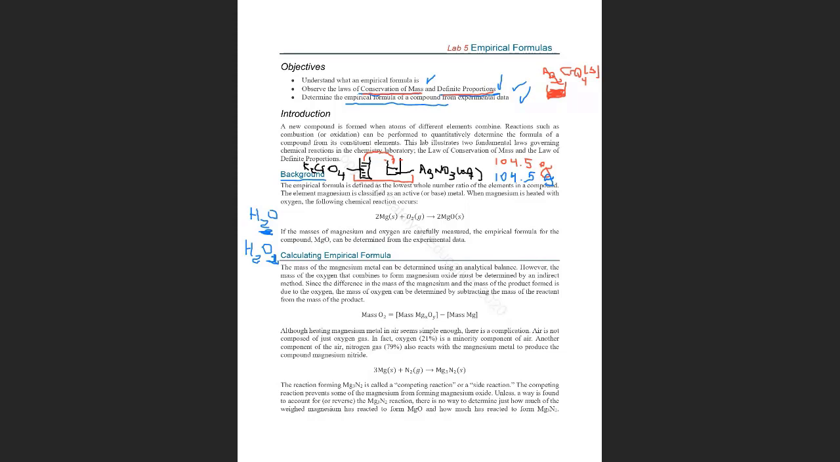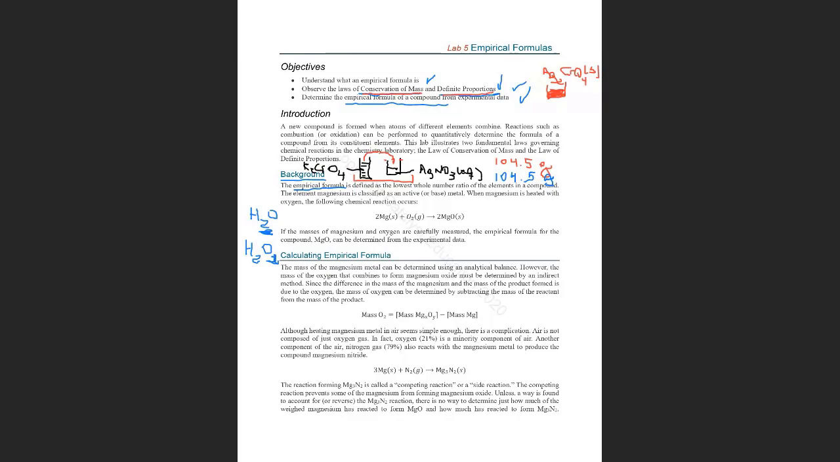So then they are talking about what is here in the background. What is an empirical formula? We are going to calculate an empirical formula for a very simple experiment. And what is an empirical formula? It's just the lowest whole number ratio of the elements in a compound.